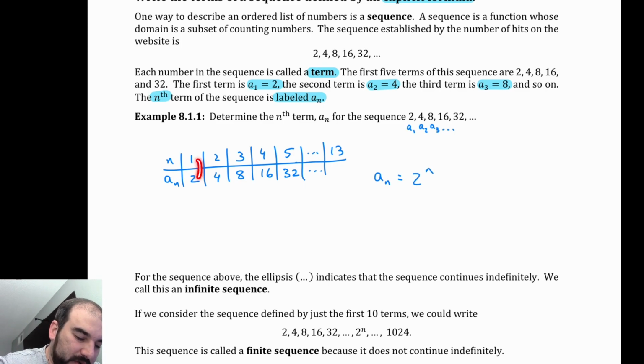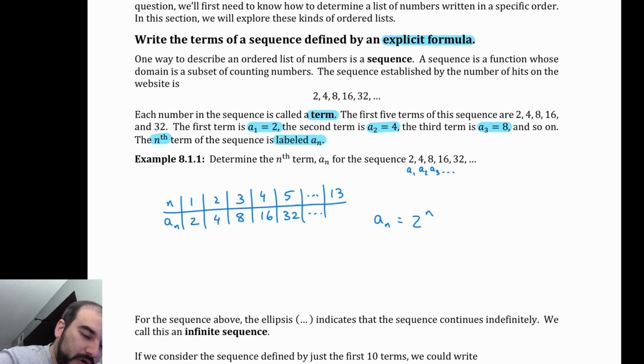If I take 2 to the first power, that's 2. 2 to the second power is 4. 2 to the third power is 8. 2 to the fourth power is 16. And 2 to the fifth power is 32, which means that is going to be our nth term explicit formula, which means the input is n, and the output is directly the nth term, right? If I wanted to find the 13th term, that's just 2 to the 13th power.